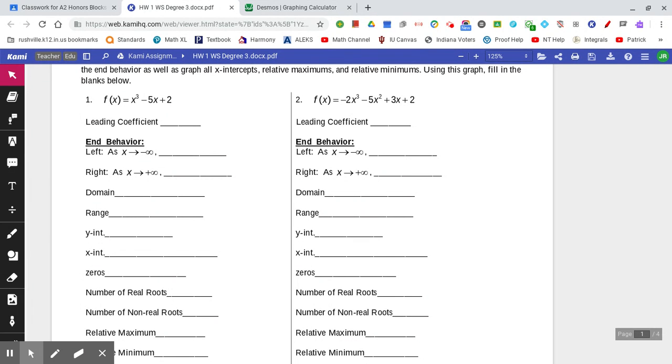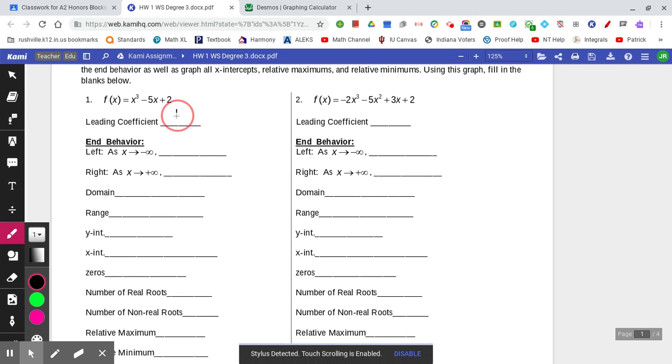So the first thing that I'm going to do is identify what the leading coefficient is. Here we have the function f of x equals x to the third power minus 5x plus 2. It's in standard form, which means we're going from the highest exponent down to the lowest, or no exponent in this case. The leading coefficient is the number out in front. So in this case, the leading coefficient is 1. What's important about the fact that this is 1 is that it is positive. So because it's positive, that means that we're going to start low and we're going to end high.